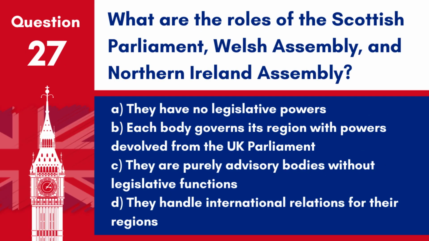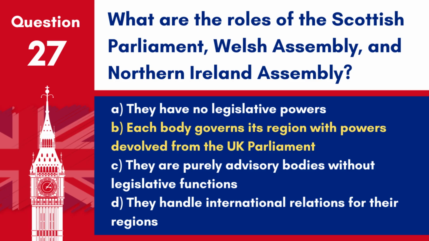Question 27. What are the roles of the Scottish Parliament, Welsh Assembly, and Northern Ireland Assembly? A. They have no legislative powers. B. Each body governs its region with powers devolved from the UK Parliament. C. They are purely advisory bodies without legislative functions. D. They handle international relations for their regions.